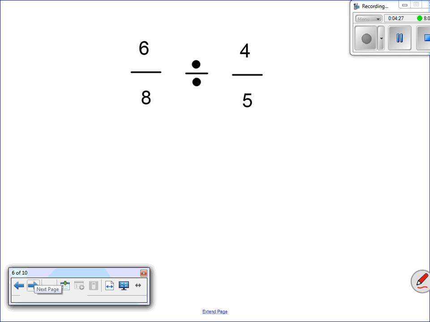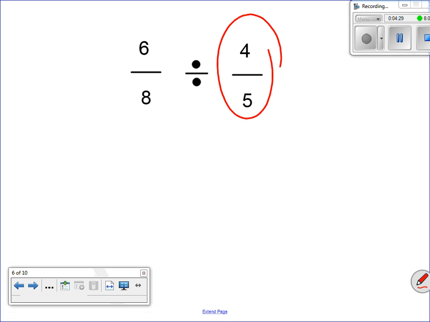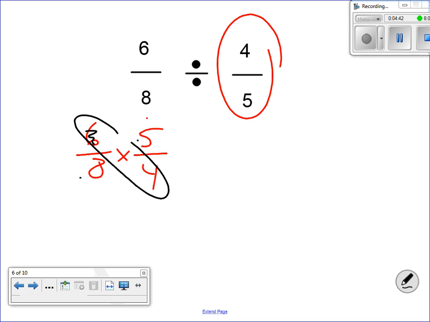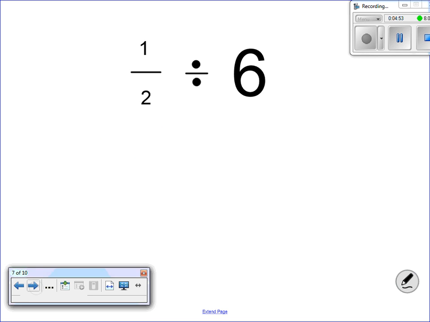6/8 divided by 4/5. We are finding the reciprocal here. So you're going to rewrite the problem as multiplication. You see how we just did that? That's our reciprocal. Now we can cross reduce. The 8 and 5 we can't, but the 6 and 4 we can. Let's divide them by 2. We have a 3. We have a 2. 3 times 5 is 15. 8 times 2 is 16. 15/16 is my answer.